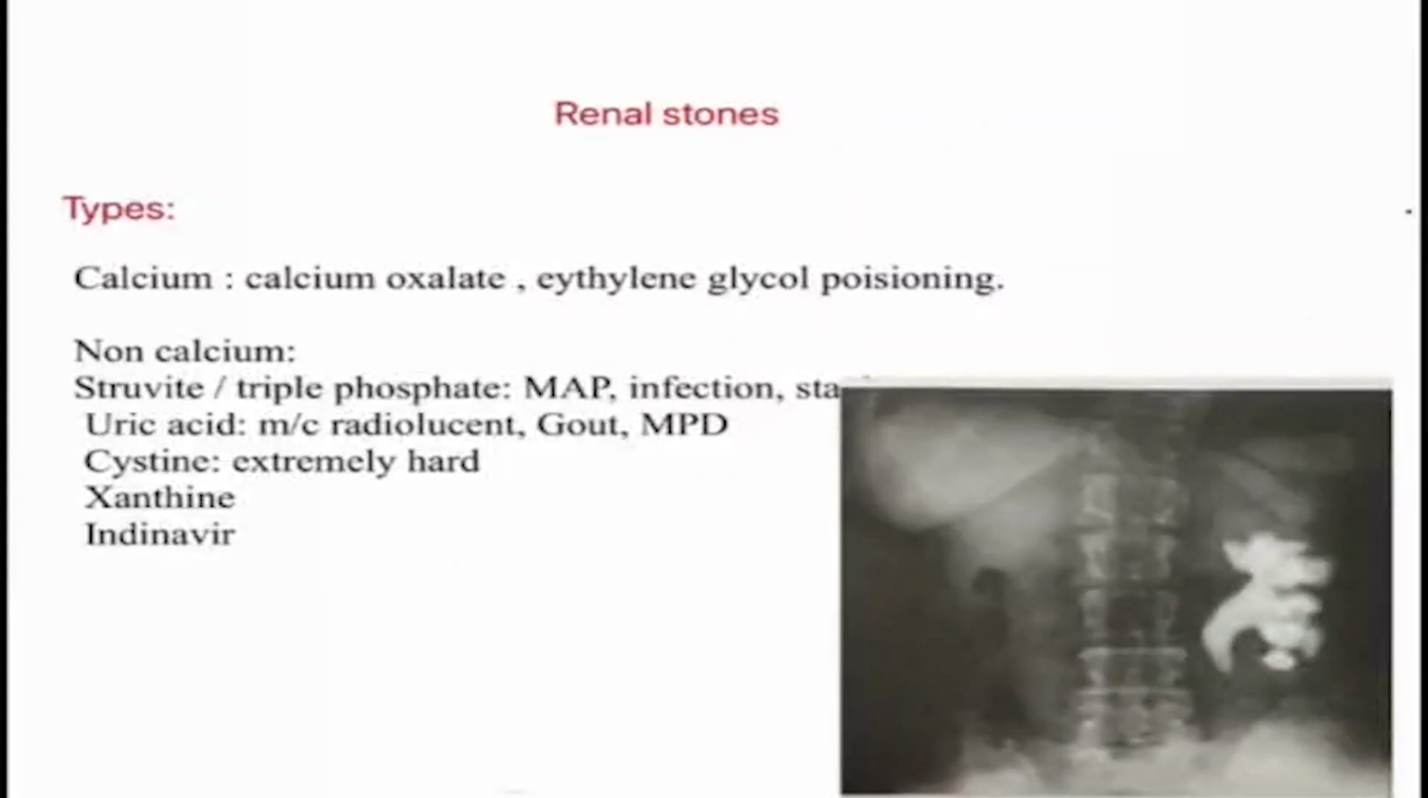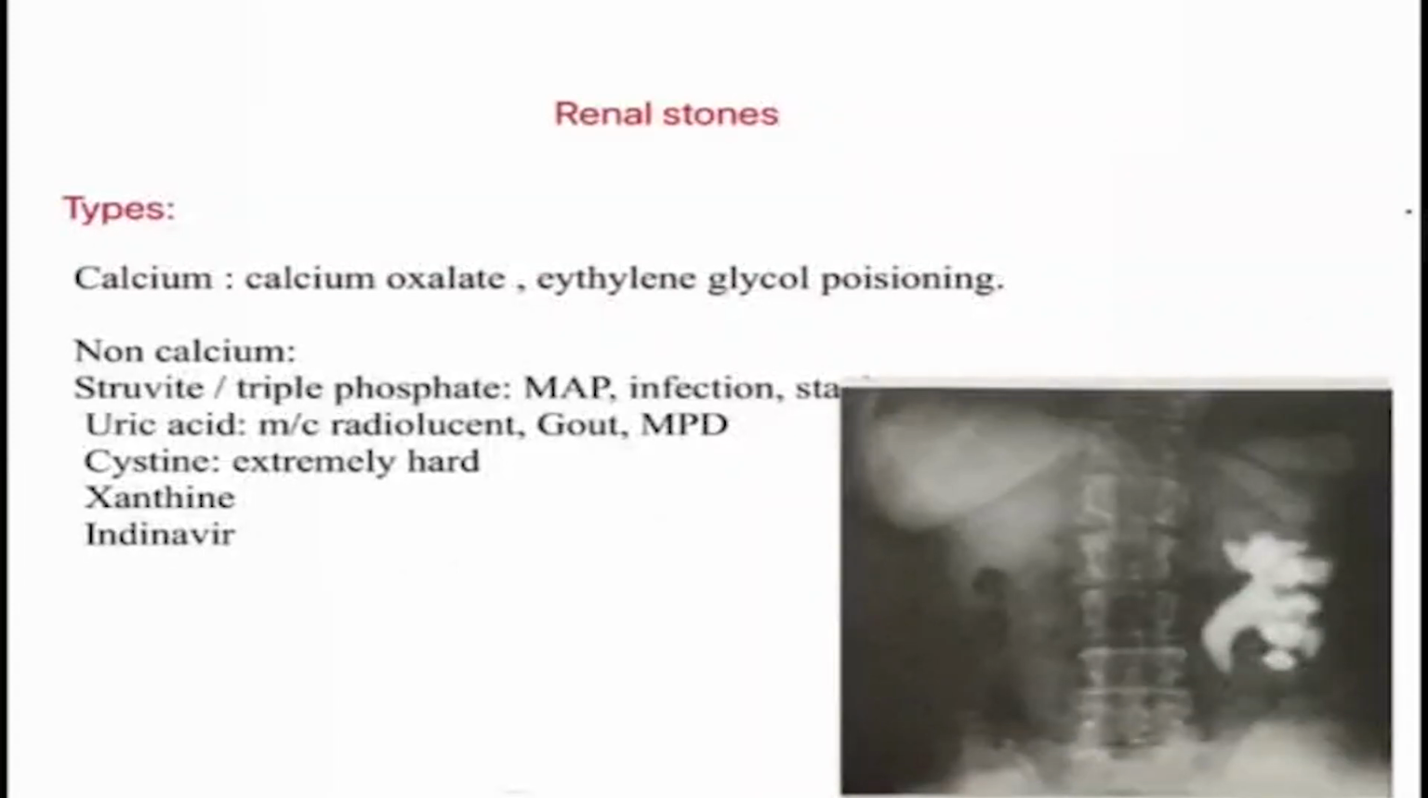Now coming to uric acid stones. These are the most common radiolucent stones, and these are formed in patients of gout or myeloproliferative disease. These patients are being treated with cytotoxic drugs. These cytotoxic drugs increase the uric acid concentration in blood. So these are treated by giving allopurinol and decreasing uric acid intake.